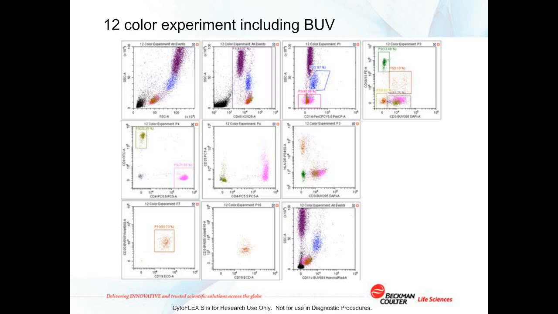If you look at the performance of CD3, which is labeled with brilliant ultraviolet dye, you can see that the resolution between the positive and negative population is clear to see.